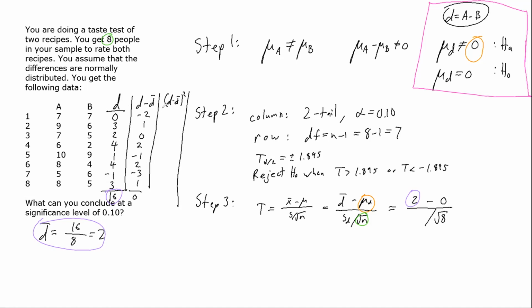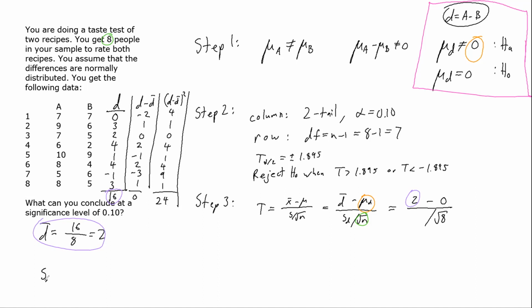And then we square these. Negative 2 squared is 4. 1 squared is 1. 0 squared is 0. 2 squared is 4. Negative 1 squared is 1. 2 squared is 4. Negative 3 squared is 9. And 1 squared is 1. So we're squaring each of these, and then we add these up: 5, 10, 15, 24.